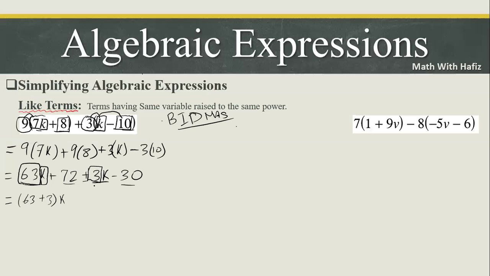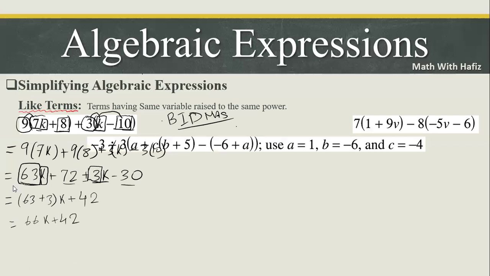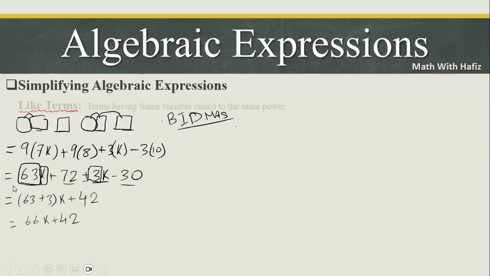So you will have 72 minus 30. So it will be plus because the greater value has a plus sign. 7 minus 3, it will be 4. 2 minus 0 will be 2. 63 plus 3 will be 66k plus 42. Is it clear? I think it's easy. So this is how we can do it.